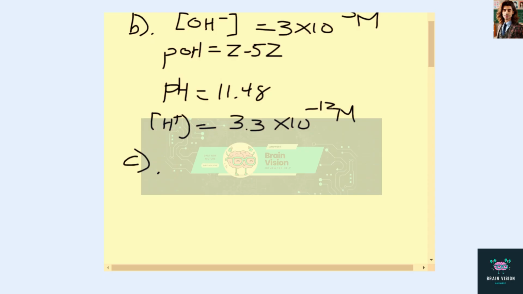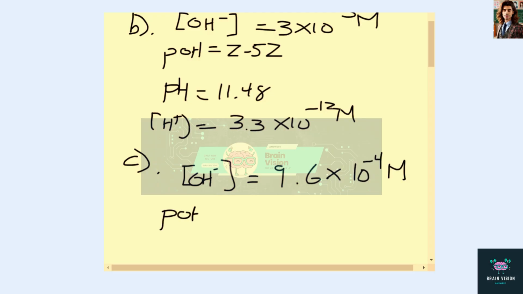And in part C, we have 4.8. Once again, we have a diprotic base, so for the actual concentration due to hydroxide, there are 2 moles of hydroxide produced per 1 mole of the base, so it actually doubles. So this is equivalent to 9.6 times 10 to the negative 4 molar.